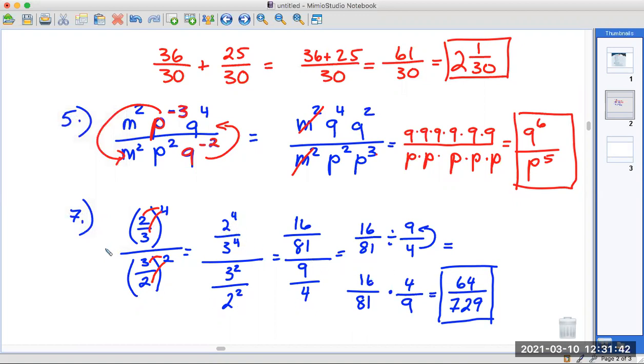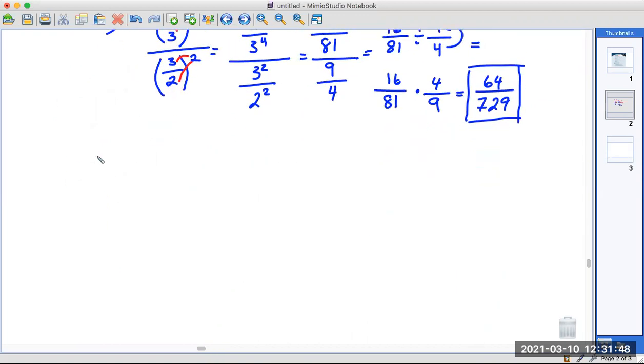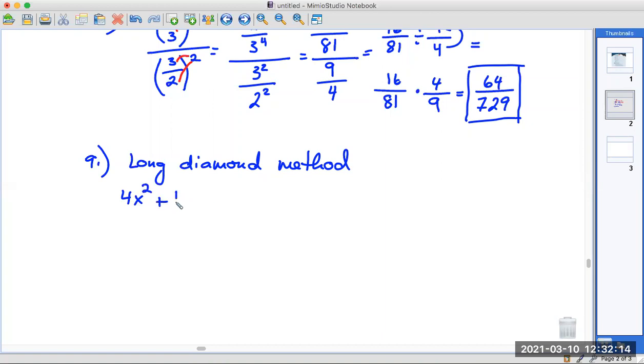And then also number 9. This is the long diamond method. I call it that because the diamond is that X, but there's an extra step, okay? And the reason is, for number 9, we have a 4 in front. The leading coefficient is 4, so we have to use that extra step. So when you have a leading coefficient other than 1, that's the step.